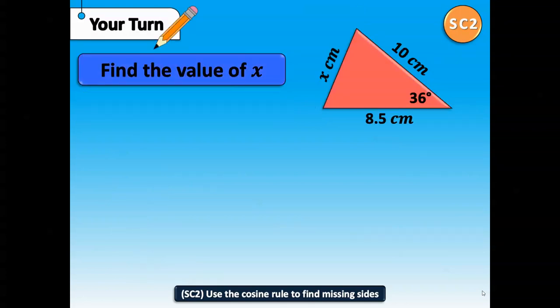Here's a question for you to have a go at. Pause the video, and when you're ready to mark your work, press play.